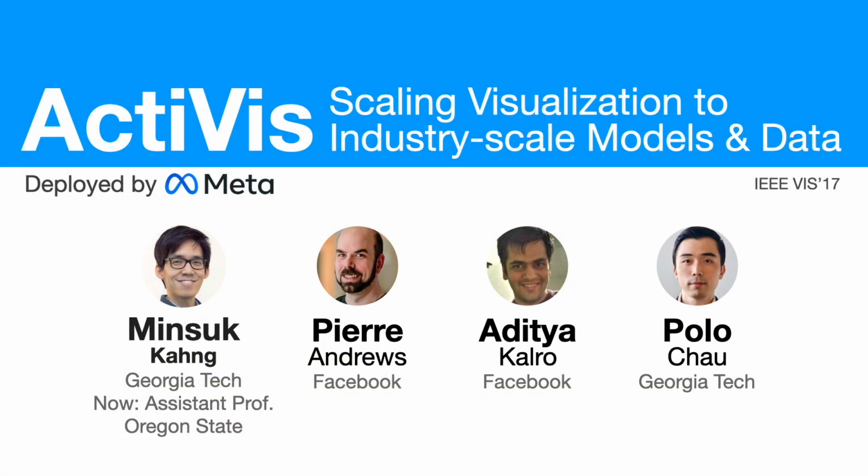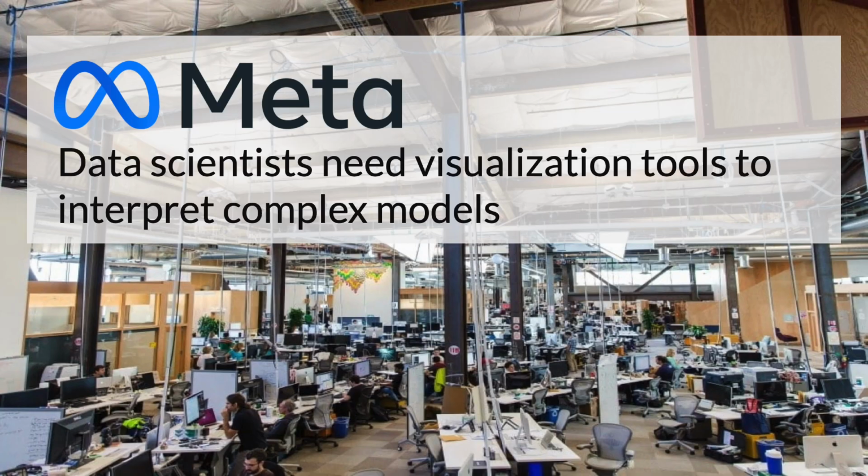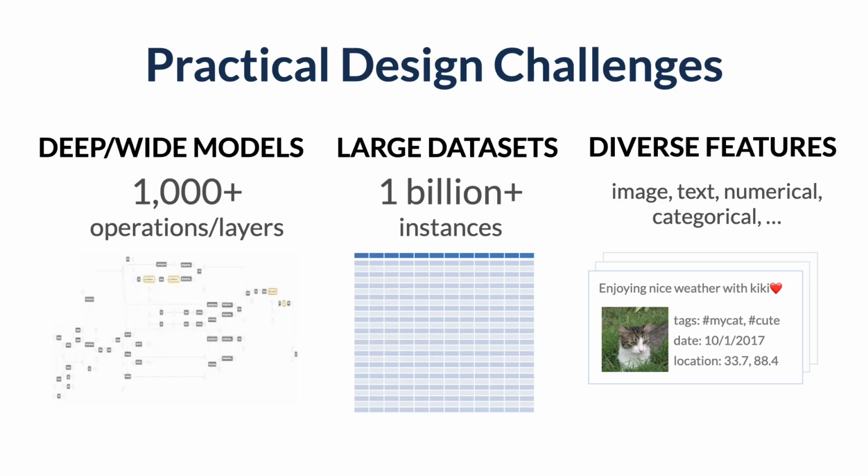So Activis started as an internship project by Dr. Min-Seok Khan. He's now an assistant professor at Oregon State University. Back then, during that summer, he was working at Facebook, now called Meta. The main goal there is to help the data scientists at Meta understand what the models are doing, what they're learning. They really need these tools to interpret complex models because they're dealing with a lot of models. In other words, they have a lot of practical challenges they need to handle.